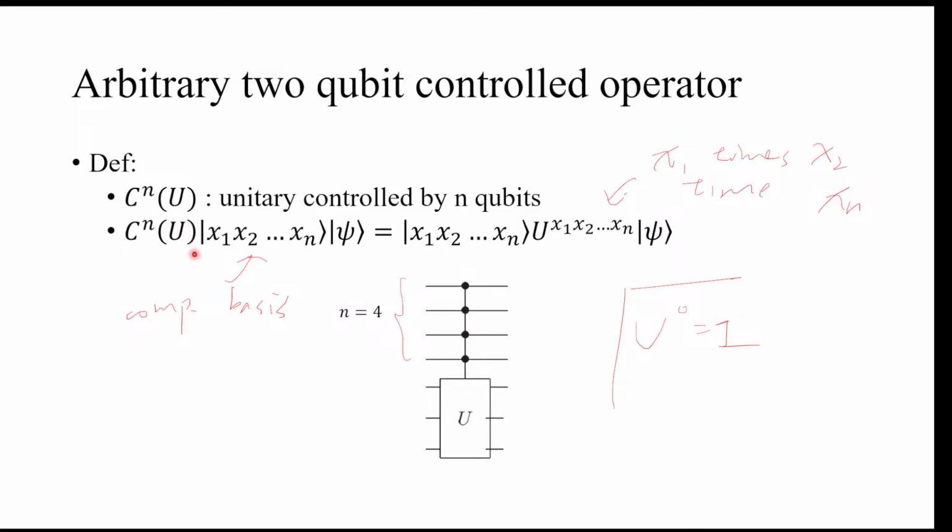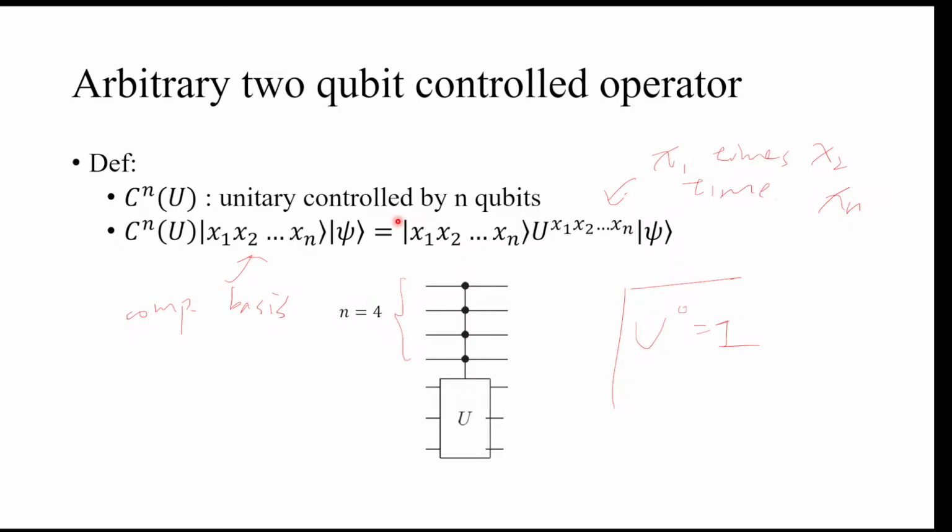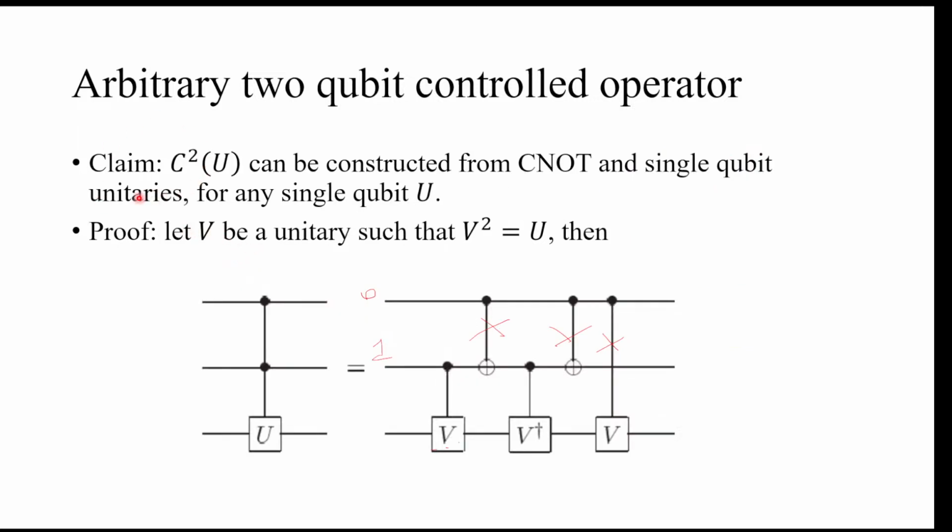So Cn to the U is U controlled by n qubit, and now let's first show we can do U controlled by 2 qubit. So for any U, we can construct C2U from C0 and all the single qubit unitaries. Okay, so for any U, we can construct C2U from C0 and the single qubit unitary. And once again, we get the exact construction here.